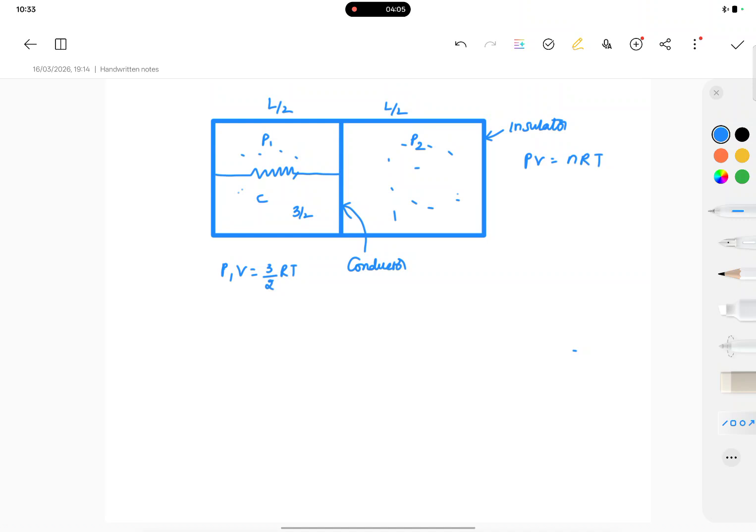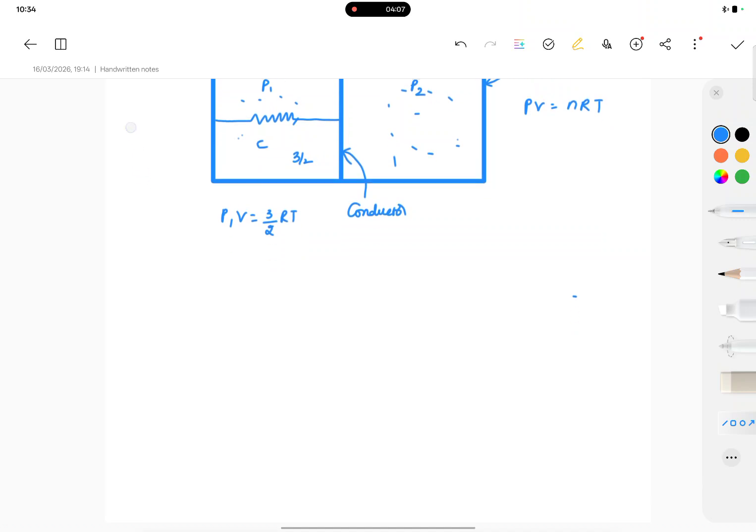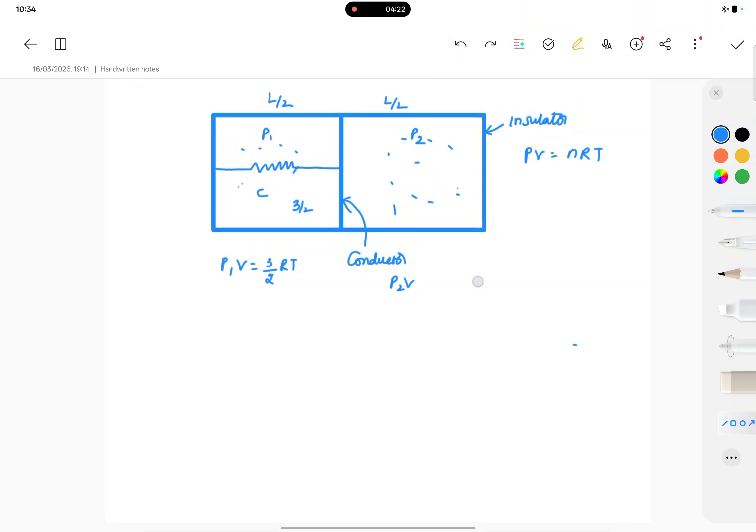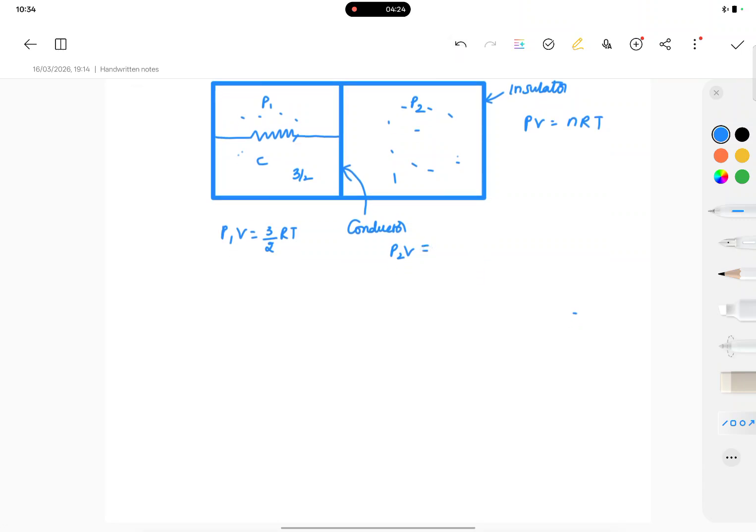Now apply the same to the right container as well. So P2 into volume, which is the same, because here the piston area is A and the length is L by 2. Here also piston area A and length L by 2. So volume remains the same. And how many moles? 1, RT. So we have two equations. What do we need? The P2 value. With two different equations, we can't get the one unknown. So what should we do? We have to get one more equation.